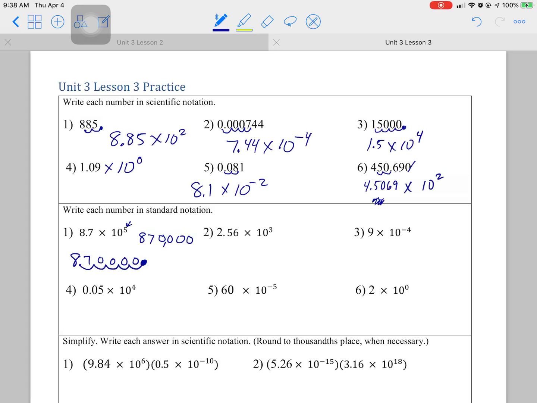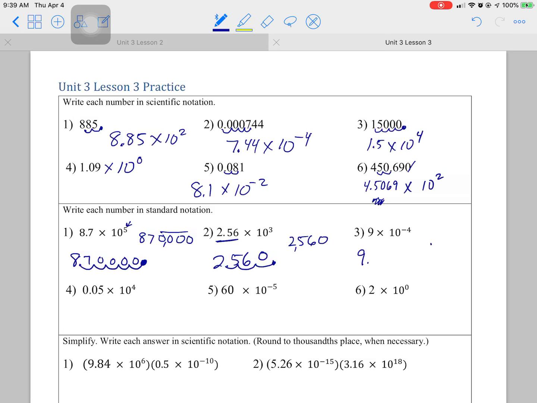Typically, if that's a 5, then you're going to end up with 4 zeros. But if there's lots of numbers like this one, it's not just 4. So I don't know if you can go by that. But all right, this is 2.56 times 10 to the 3, which is positive. So we're making it a big number. 2, 3, 0, 2560. That is 2,560.